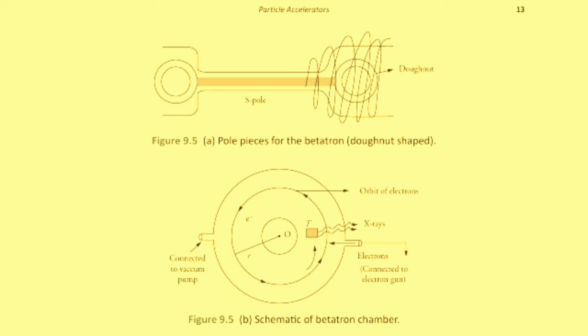So now here in figure 9.5a you can see the pole pieces for the Betatron, which are donut shaped. 9.5b is the schematic figure of the Betatron chamber. In 9.5b you can see the orbits of electrons and X-rays, and at the left hand side you can see the connection to the vacuum pump, and at the right hand side you can see the electron gun.